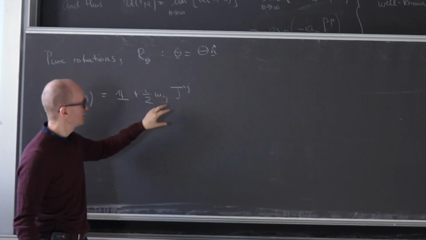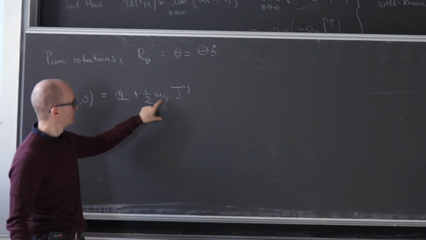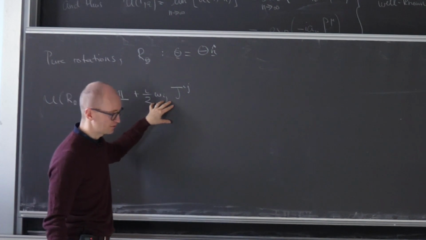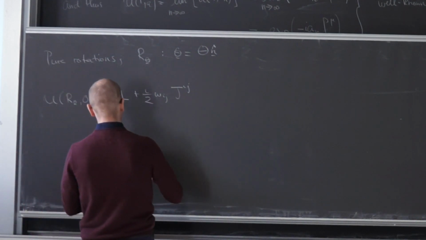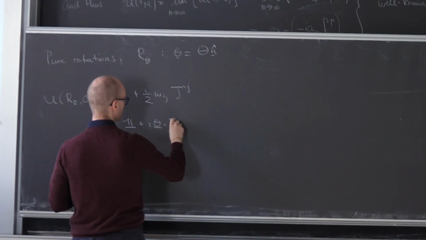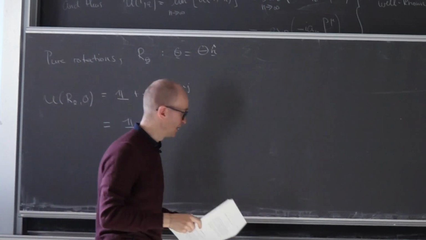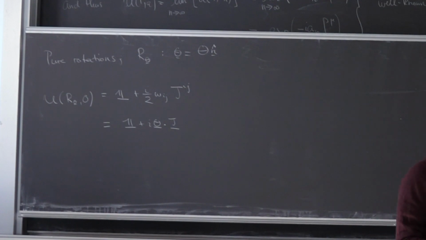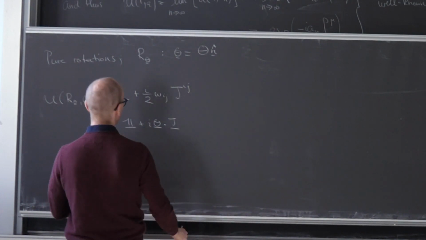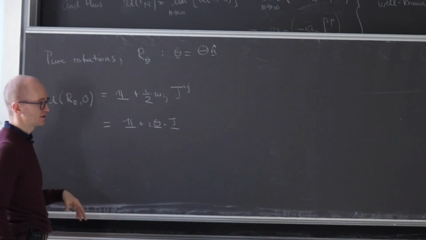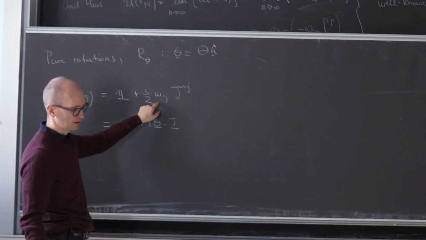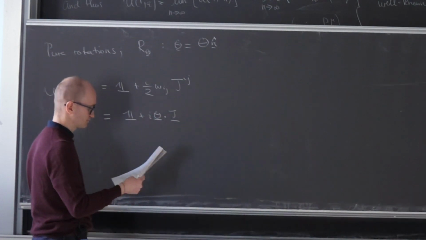well, you can use the Levi-Civita to transform a three-vector into a three-dimensional anti-symmetric two-tensor. And so we can write this as 1 plus i theta dot J, where I will say in a second what J is, either by using this Levi-Civita story, or simply by writing out the vector J as J12, J23, J31, and then taking the corresponding independent components of this anti-symmetric object and calling them the components of theta.